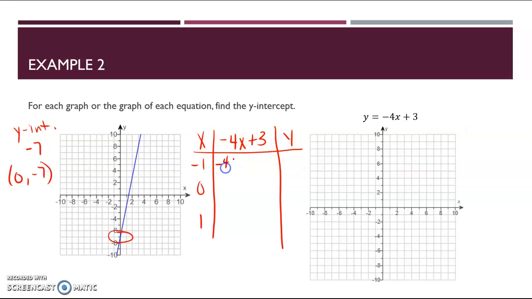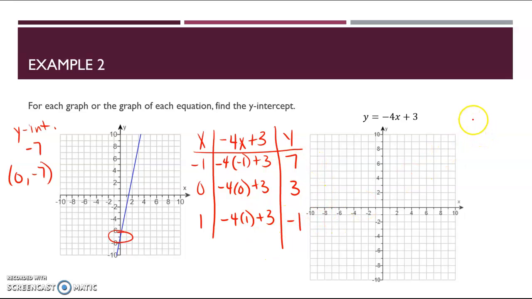So I'm going to go ahead and plug in -4 times -1 plus 3. And remember that if the coefficient, the number in front, and our variable are touching, that's multiplication. So I have -4 times -1, which is 4, plus 3, which is 7. Then we plug in 0, so -4 times 0 plus 3. -4 times 0 is 0, plus 3 is 3. Then we plug in 1, so -4 times 1 plus 3. -4 times 1 is -4, plus 3 is -1.